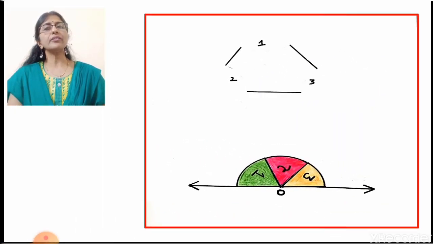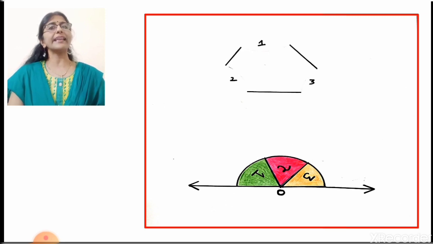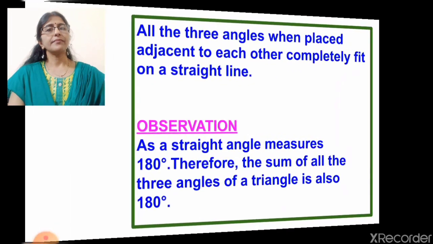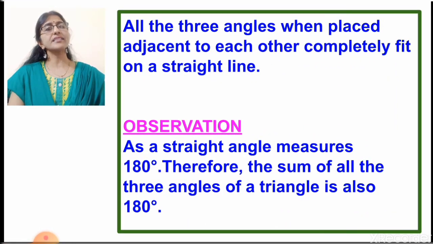This is the way you are going to stick all the angles on a straight line: angle 1, angle 2 and angle 3. And the remaining part of the triangle you are going to stick in this way, and there you can mark 1, 2 and 3. How it is marked in this figure, you can also mark it so that you can understand that from here angle 1 is removed, from here angle 2 is removed, from this side angle 3 is removed. So we can understand that these angles are removed from that part of the triangle. Now all the 3 angles when placed adjacent to each other completely fit on a straight line.